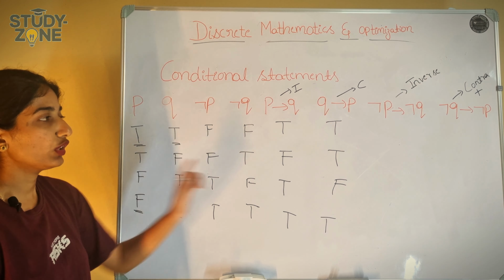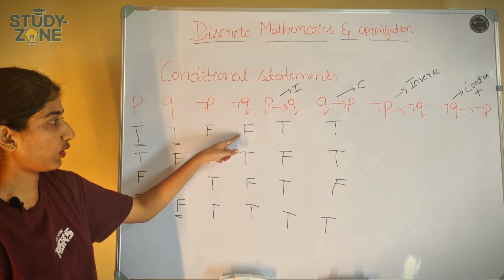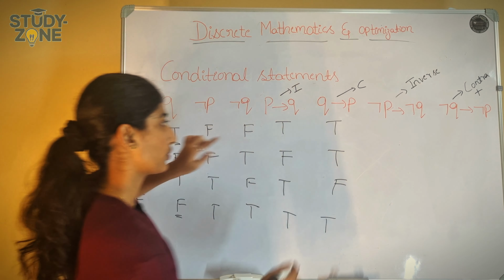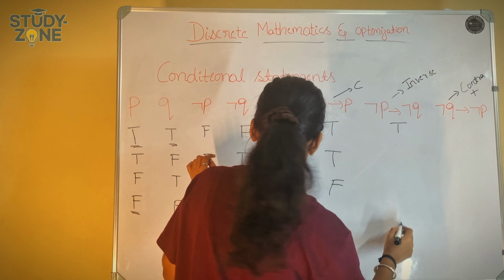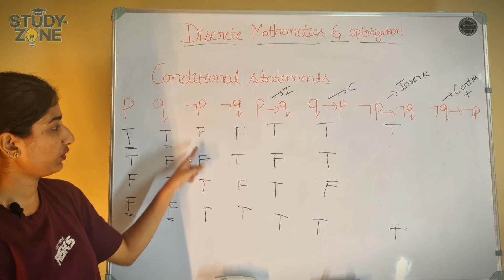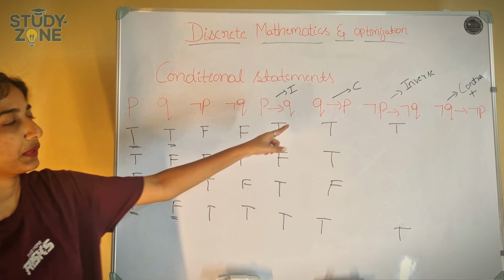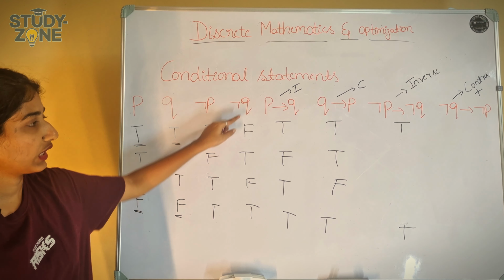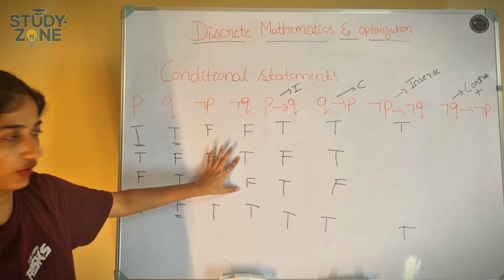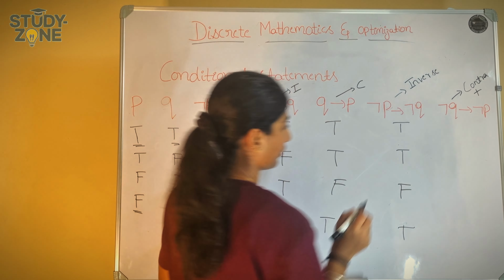And then not P implies not Q, right? So not P implies not Q. So same thing you have to do. Here there is false, false. So true, true, right? So here true, true, false, false. So true and true. And then what you have to see? Not P implies not Q. So look at the not Q column. True and then false. So true and then false.